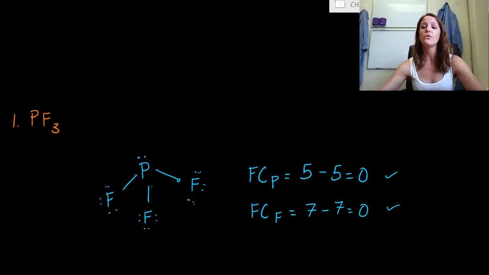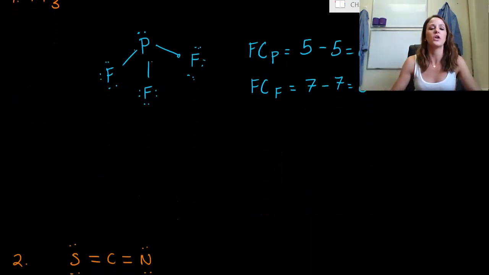Another beautiful sign. 2 formal charges of 0 is a very, very good thing. We are very likely to have the proper Lewis structure, and it is correct. So that's good. All right, so let's try another one.